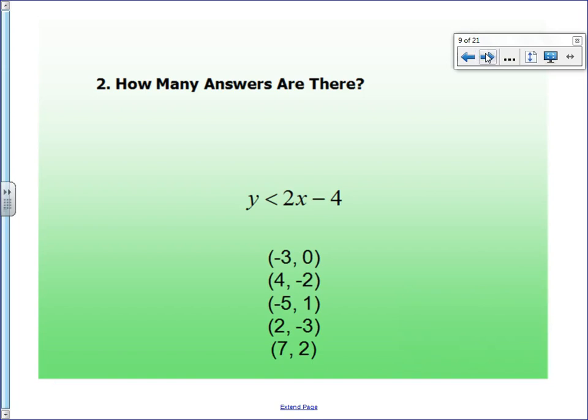So next we talk about inequalities. And if we test these points, why don't you just go ahead and check to see which of these is a solution to the inequality. Start the video again when you're ready to check.